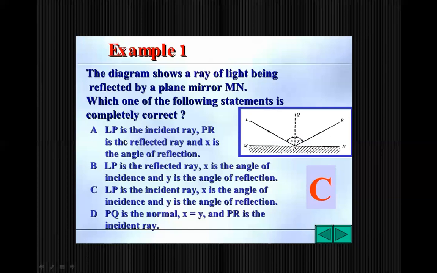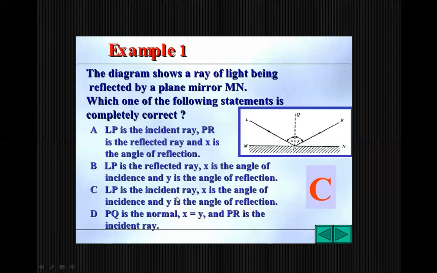Now you have to tell: LP is the incident ray, PR is the reflected ray, and X is the angle of reflection. No, X is the angle of incidence, so it's wrong. Next, LP is the reflected ray. No, LP is the incident ray. So this statement is again wrong, and X is the angle of incidence, right? The other one says LP is the reflected ray, but it's incident. So this is also wrong.